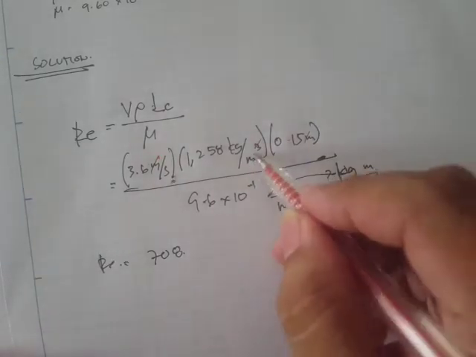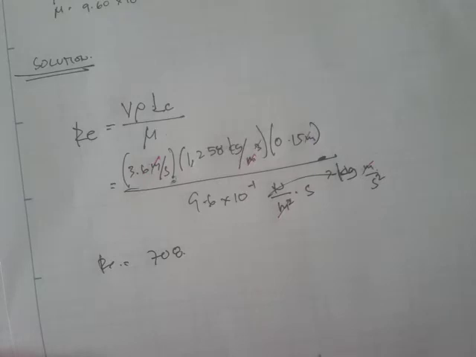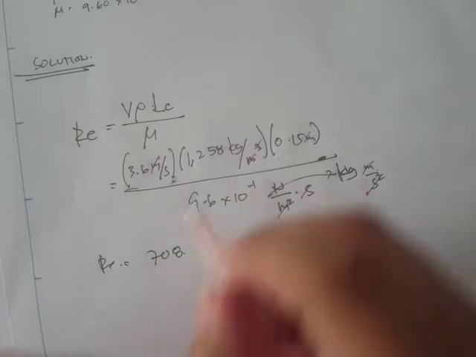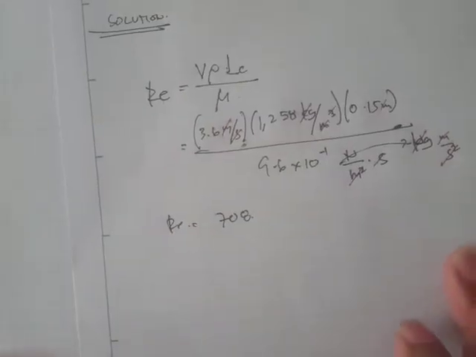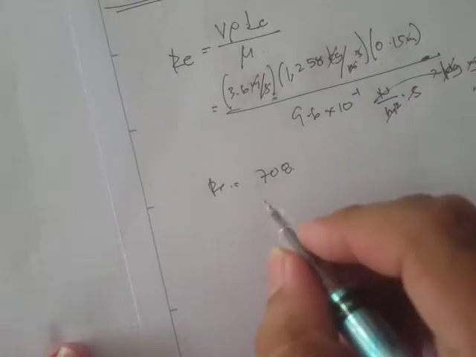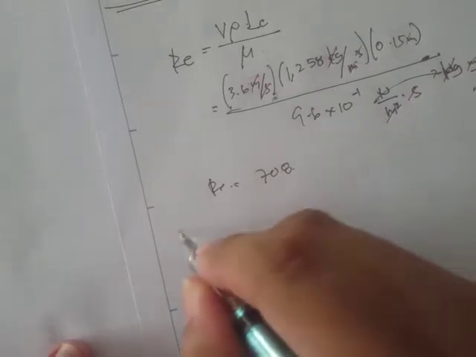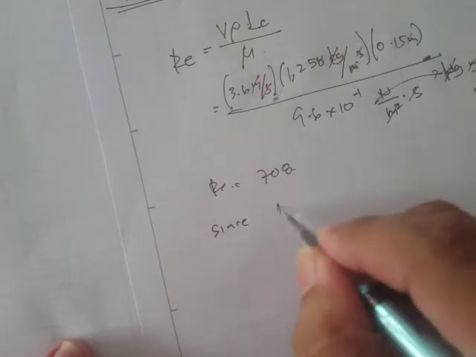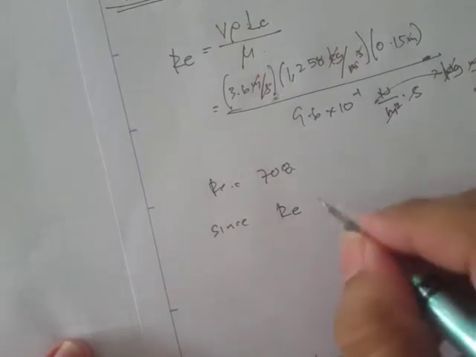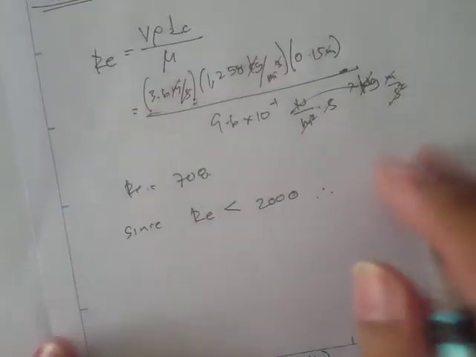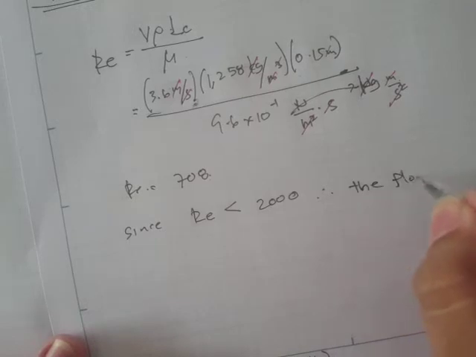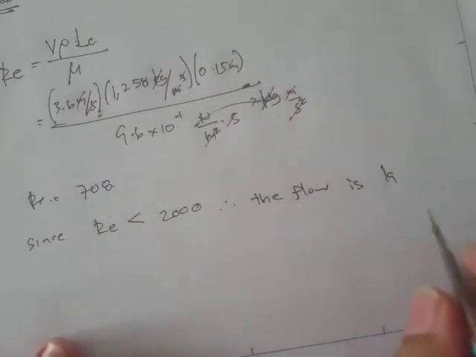That's meter, right? Meter, and then this one's meter squared. And here we have S squared, that's S, and we have kg. Okay, so that cancels out. So the value that we obtained is 708. Now we have to compare this to the critical Reynolds number. Since Re, this computed value, is less than 2000, therefore the flow is laminar.